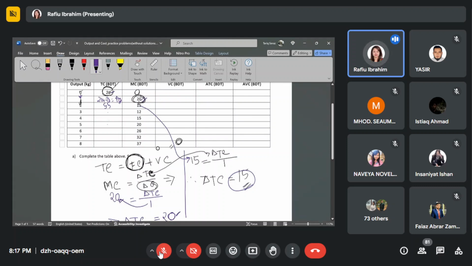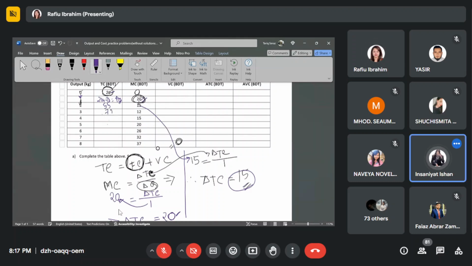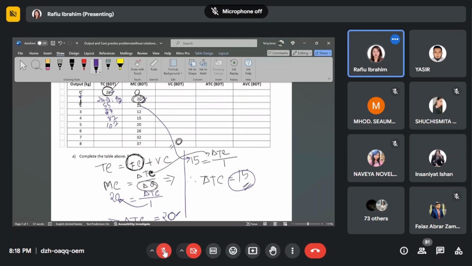Okay, likewise, the rest of the costs are going to be, since I have the solution, it's going to be 67, then 82, right? 102, 128.